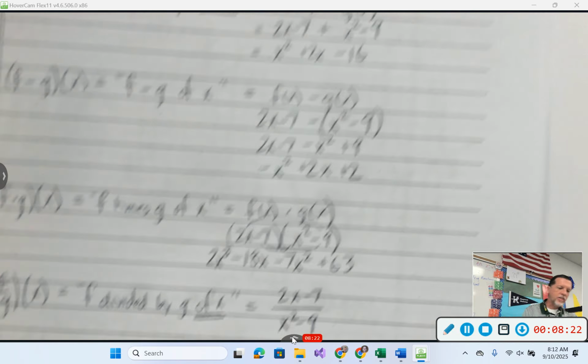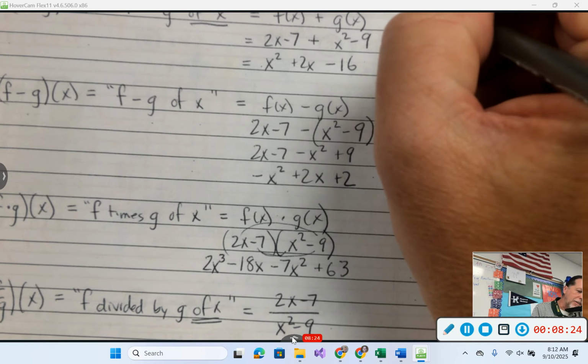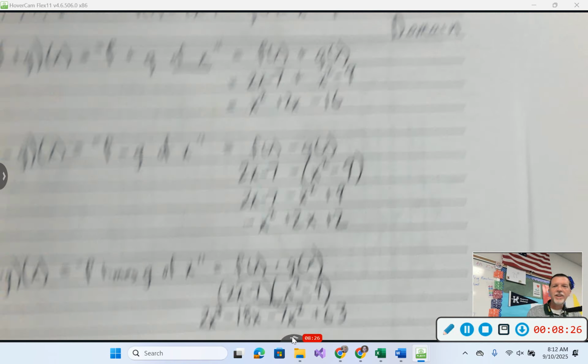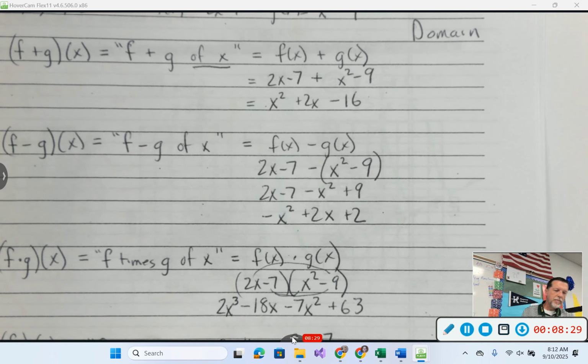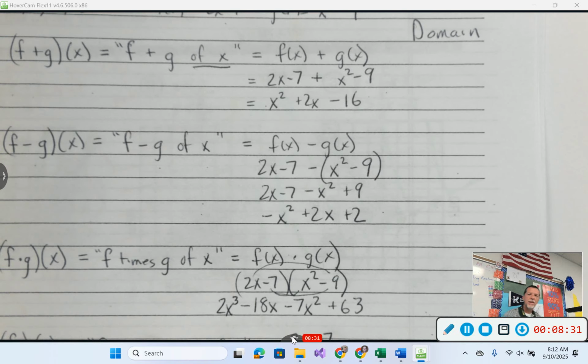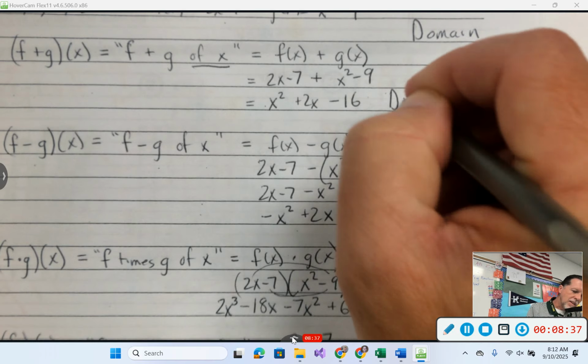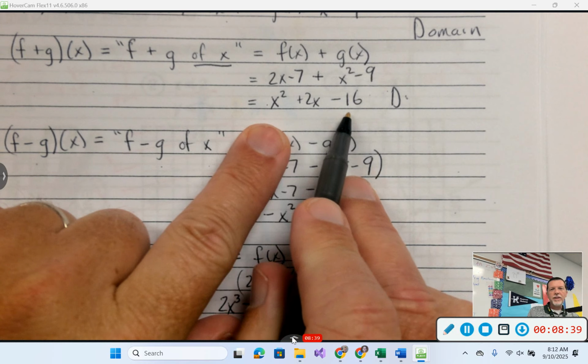So I should have said this ahead of time, but I've left enough room for another column over here for domain. Should have made this clear from the get-go to lay your notes out like mine so we could go back and see. So x squared plus 2x minus 16.